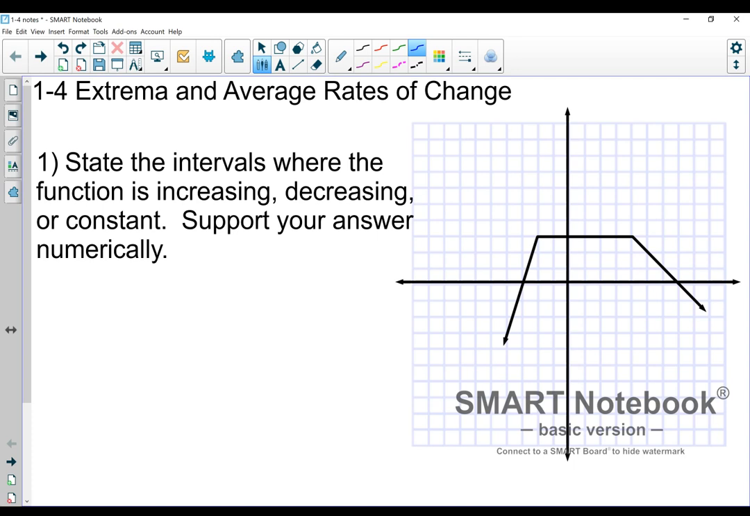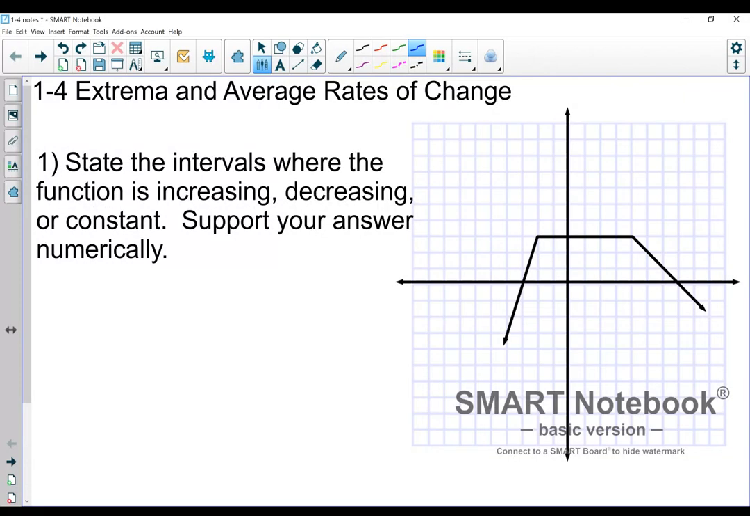1.4, Extrema and average rates of change. So we continue on in this section, still working with graphs, still coming up with rich language to describe what we're looking at with graphs so that we can analyze them. For number 1, it says state the intervals where the function is increasing, decreasing, or constant. And then it says support your answer numerically.